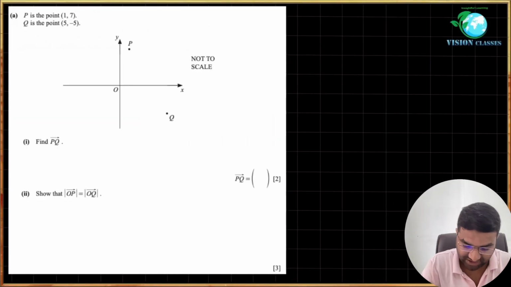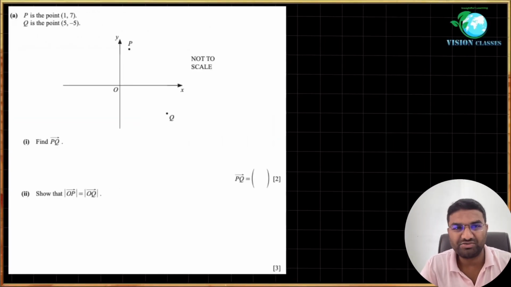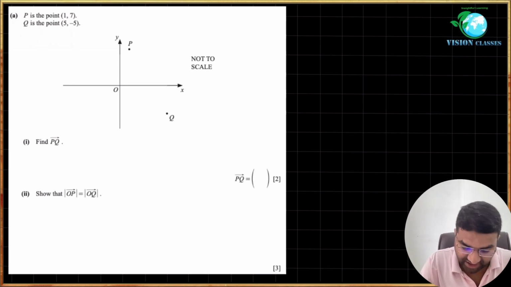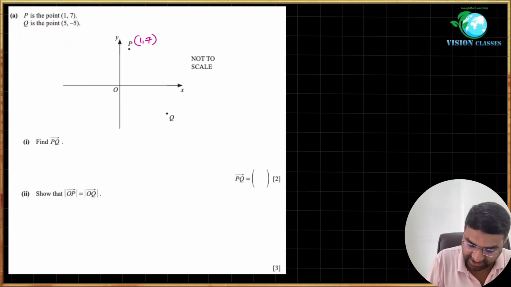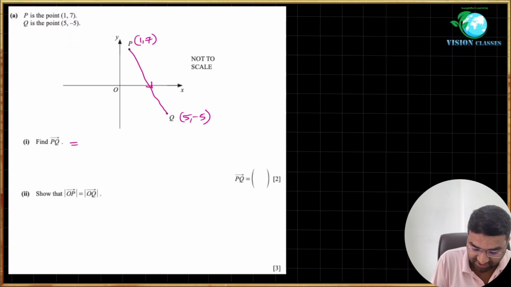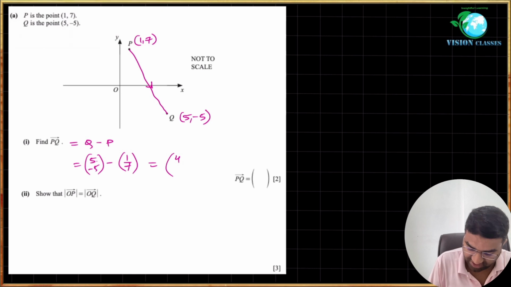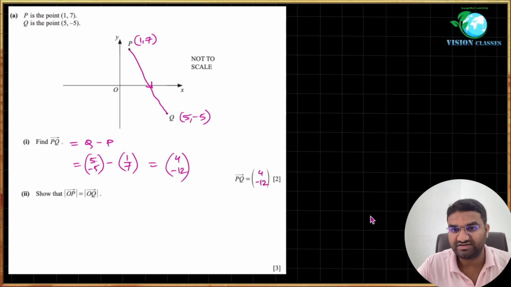So here the first one. In this case there is just a little bit of involvement of the vector part. We'll take it in short, fine. So we have the point P as (1, 7), Q is (5, -5), fine, and we have to find firstly PQ, P to Q. Now P to Q means we have to take Q minus P. Q is 5 minus 1 and -5 minus 7. So 5 minus 1 is just 4, all right, and then -5 minus 7 is -12. So PQ is basically (4, -12). That's the answer, fine.